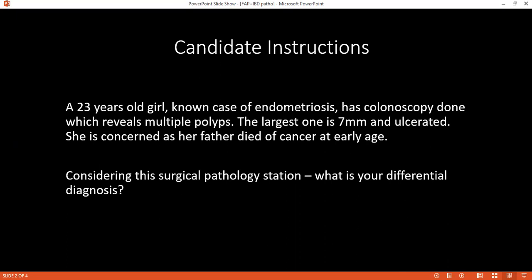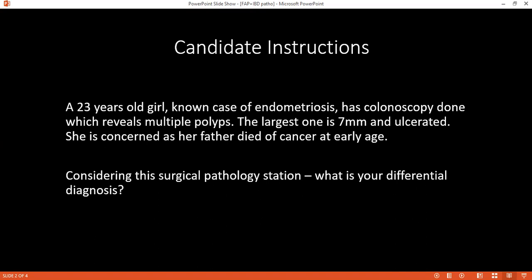Can you please tell me what the APC gene does normally? The APC gene is a tumor suppressor gene. Therefore, it suppresses proliferation of abnormal cells which have abnormality within them.